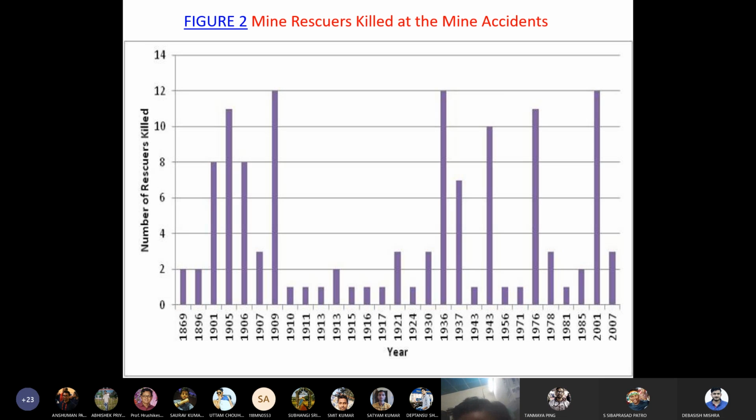So when the mine rescue people go for a rescue operation, they themselves are also killed. While carrying out the rescue operation, they also meet with accidents and are killed in the mines.